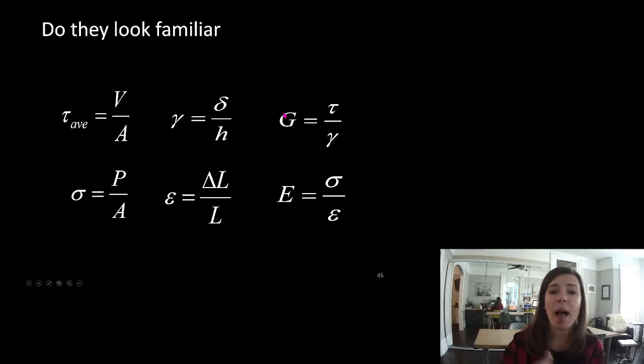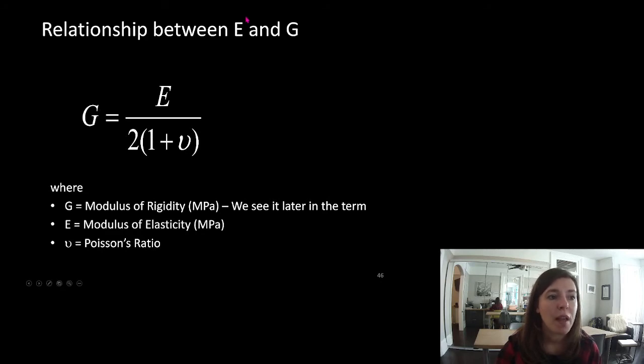G is going to come back to us later in the term when we talk about steel. You're not going to have to know it, but I want you to understand where it did come from. You don't have to know, but I just want to tell you for those that ask, because inevitably I always get asked this question. So G is not something we're going to talk about very much, but I wanted to show you where it comes from. There is a relationship between E and G, and this is what it is.